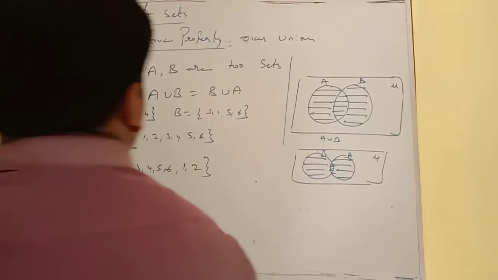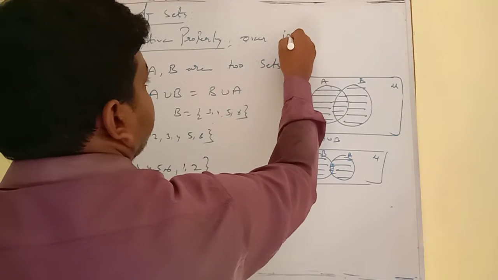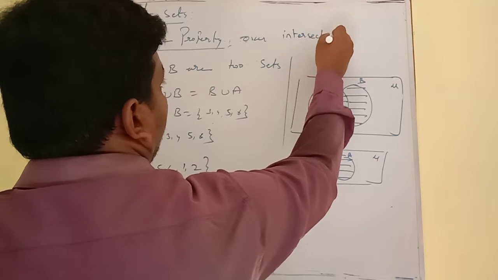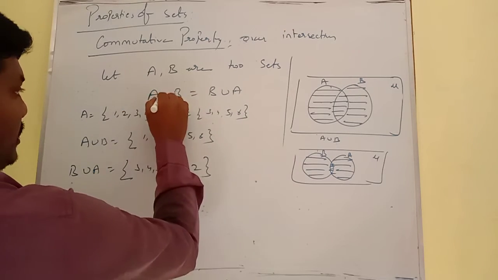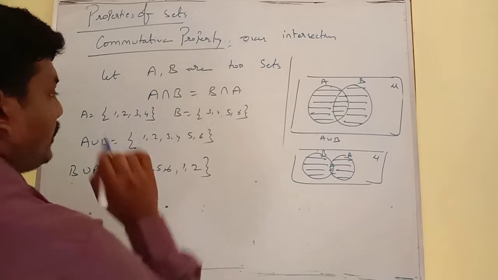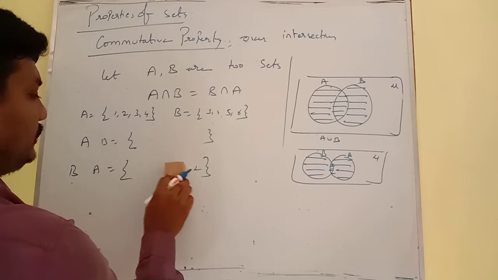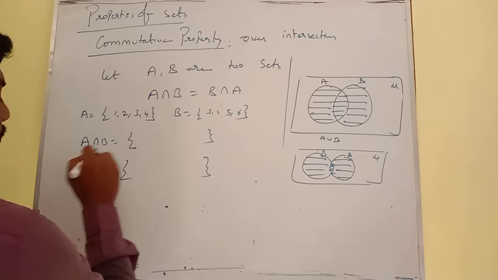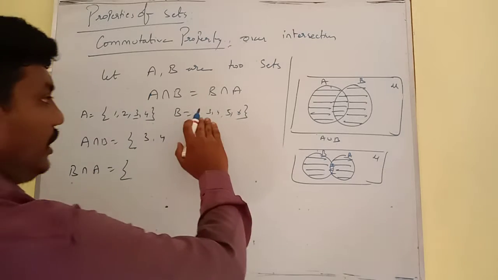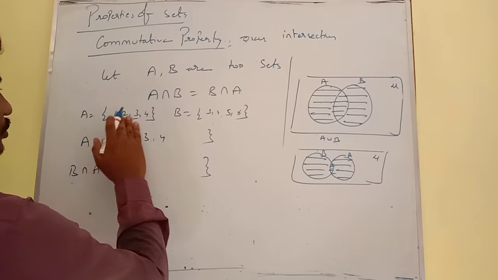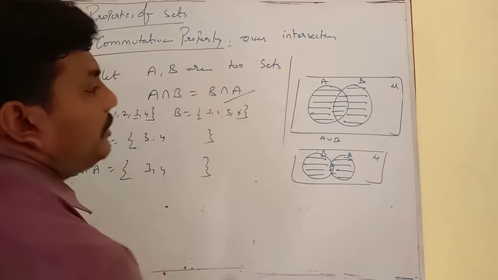Then coming to commutative property over intersection. Here also it is the same commutative property. A intersection B is equal to B intersection A. Then what about the intersection values? A intersection B is nothing but the common elements, which are 3, 4. And B intersection A: B elements 3, 4, 5, 6 and A elements 1, 2, 3, 4. The common elements will be 3, 4. That means A intersection B is equal to B intersection A.